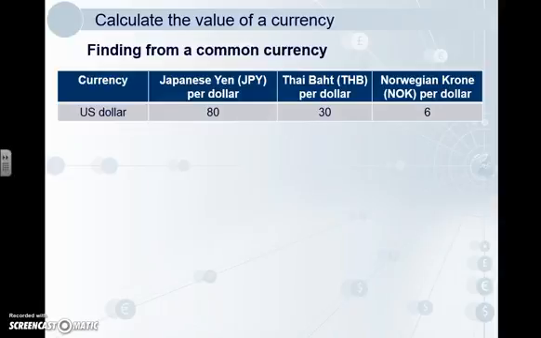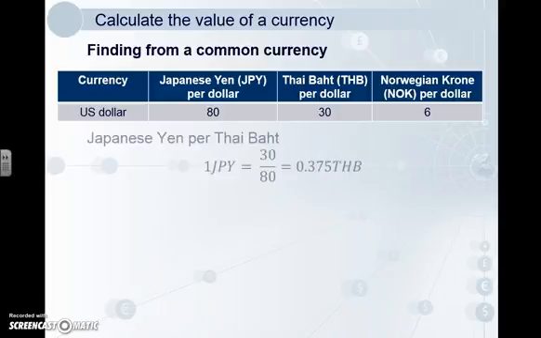Another way we might have to calculate a currency value is when multiple currency values are given in terms of one common currency, such as the US dollar. Here, the yen, baht, and krone are given in terms of the US dollar. To find out what their value is in terms of each other is quite simple. To find the value of 1 Japanese yen in terms of Thai baht, we put the 30 baht over the 80 yen from the table above, because we know that these are equal, and we see that 1 yen equals 0.375 baht.